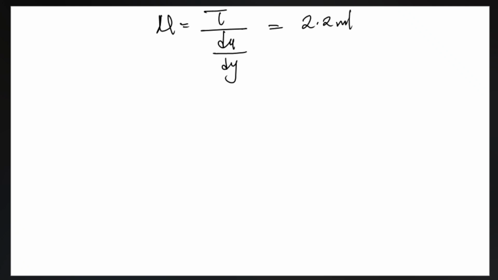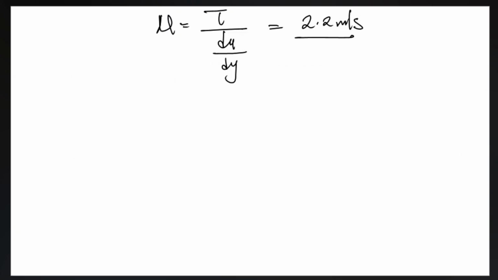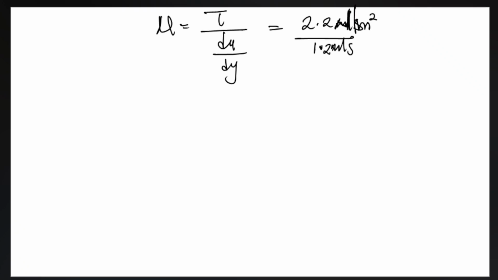Now, inputting those parameters, we have that our τ here is 2.2 Newton per meter square, divided by your du, which was given to be 1.2. So you have 1.2 meter per second. This is Newton per meter square, and this is meter per second. Are we together?